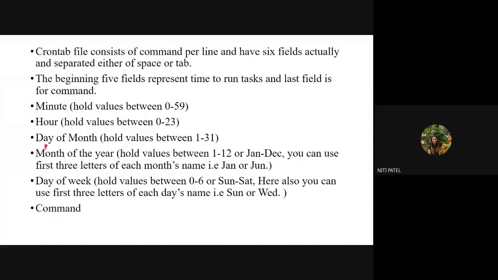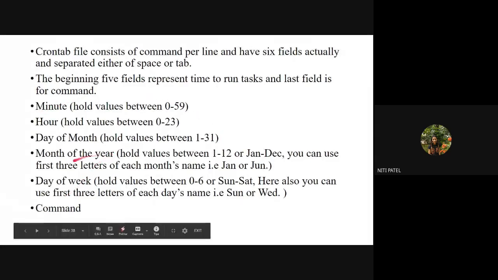Again, if I say the next field is day of the month, day of the month holds the values from 1 to 31. So if I write 7, which means what? At 1 o'clock on the 7th day at 23 minutes, the execution or the background processing will start. Next field is the month of the year, which is from 1 to 12.